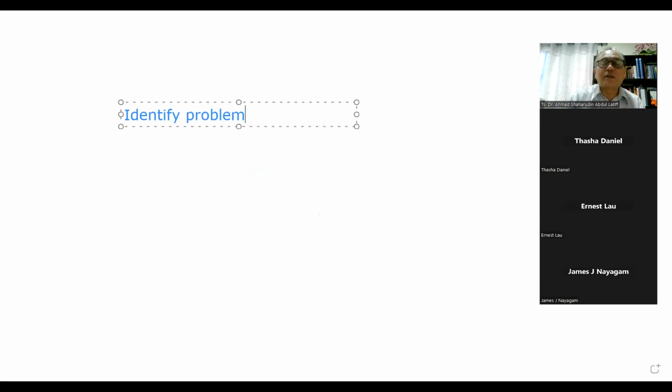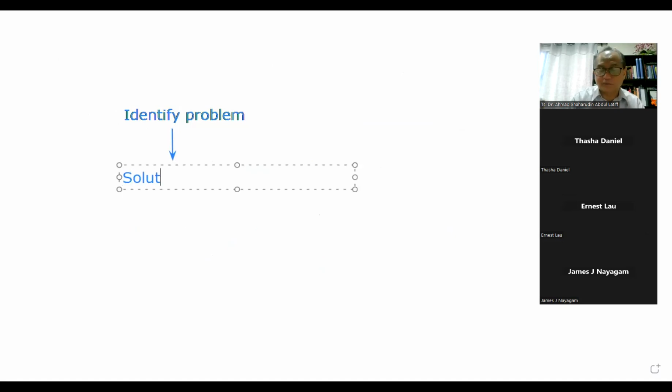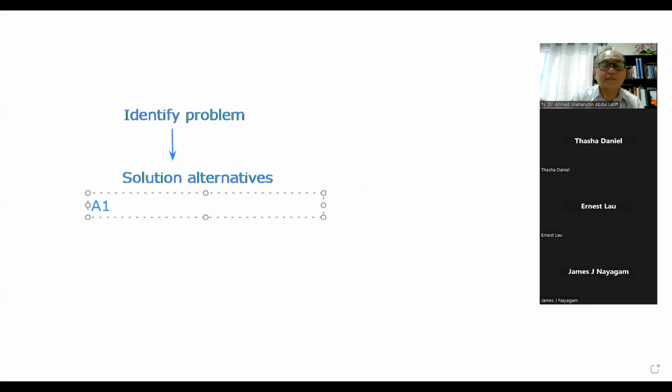Once we have identified the problem, the next step is to look into solution alternatives. The solution alternatives will be alternative 1, alternative 2, alternative 3, alternative 4, alternative 5, and each alternative will have its payoff.